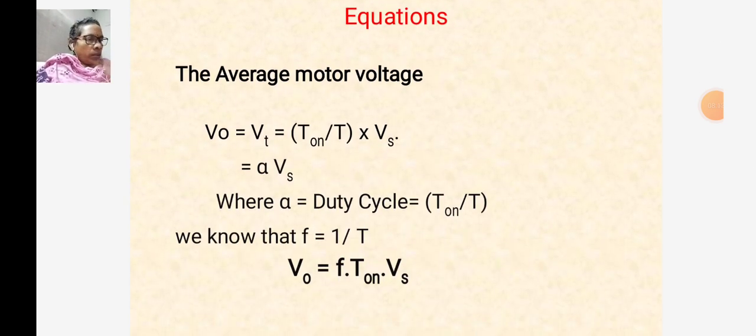So here the average equation of the motor is V naught is equal to VT is equal to T on by T into VS, that is equal to alpha VS. Here alpha is the duty cycle, that is T on by T. T on means turn on time, T means total time. We know that F is equal to 1 by T, so V naught is equal to F into T on into supply voltage.